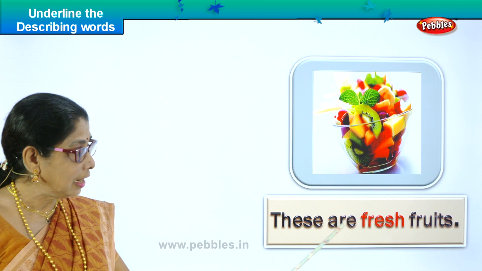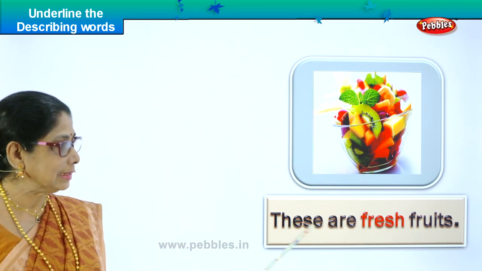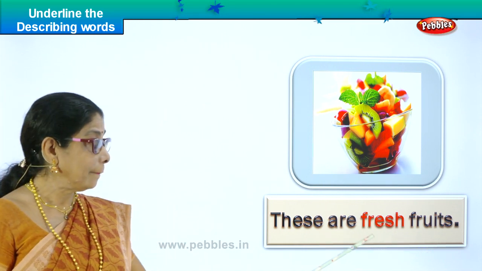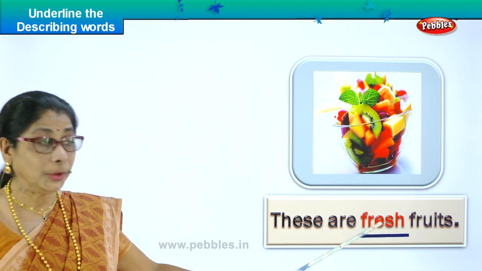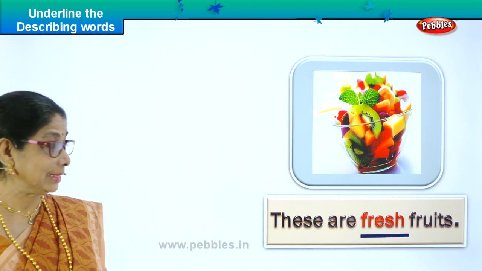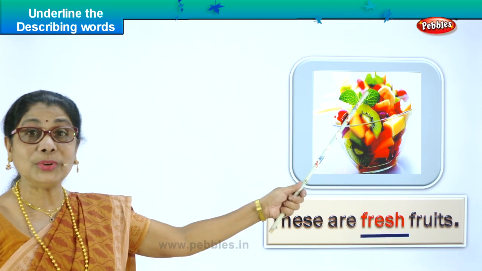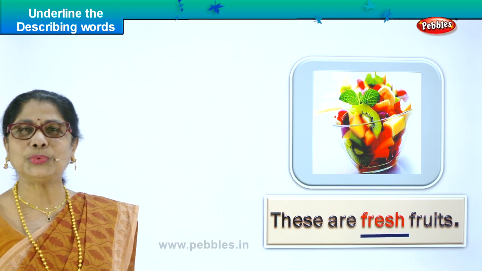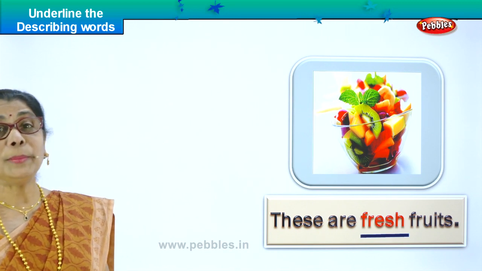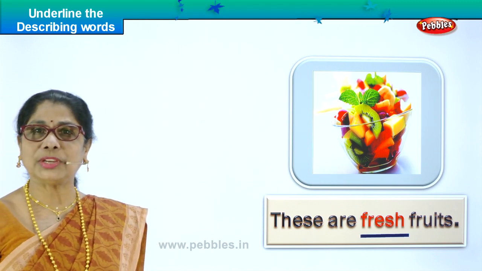These are fresh fruits. Read again. These are fresh fruits. Which is the describing word? Fresh. And what do we do here? Underline. Now, are these fresh fruits? Yes. The describing word for this fruit is fresh. Fresh and juicy. Did you enjoy the exercise? Yes, we'll do a few more to make you remember the describing word. Let's go on to a new picture.